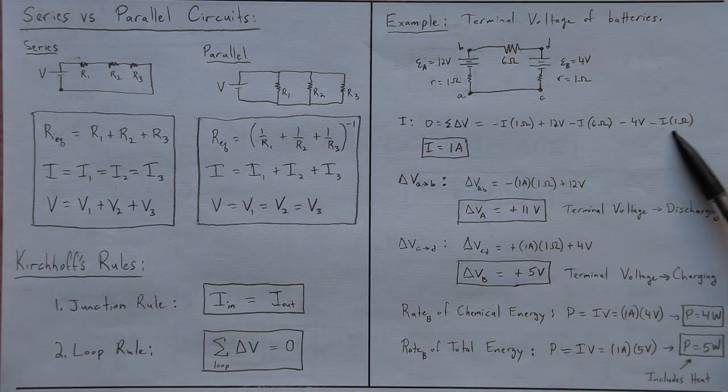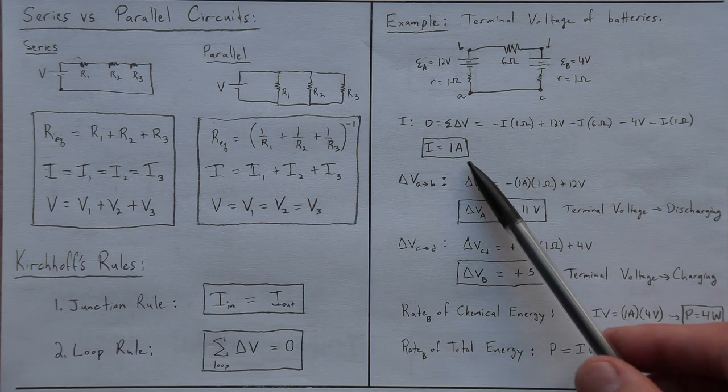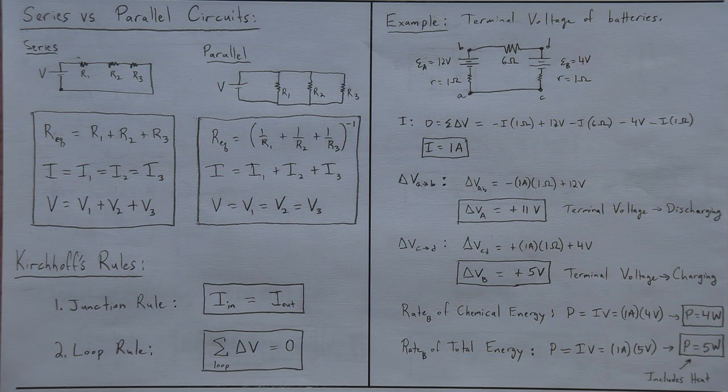So all these voltages tallied have to be zero. That's Kirchhoff's loop rule. There's only one unknown here. I could solve and get 1 amp.